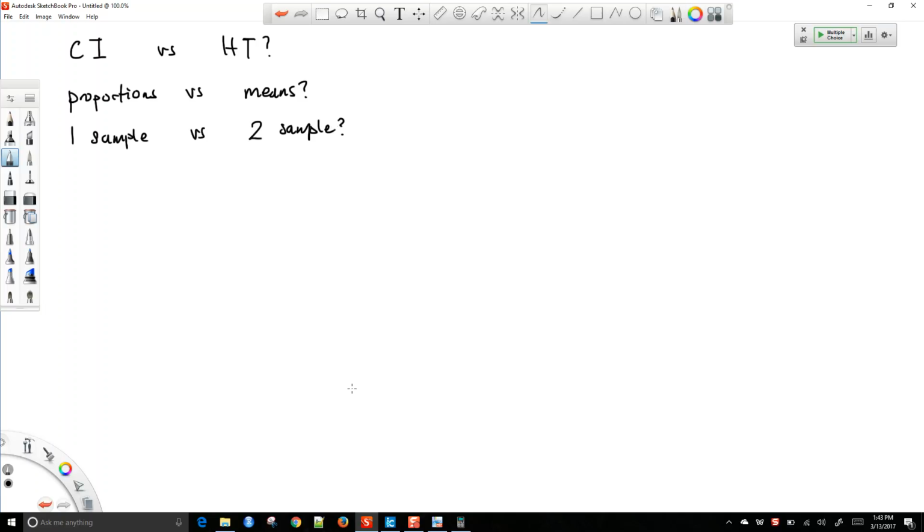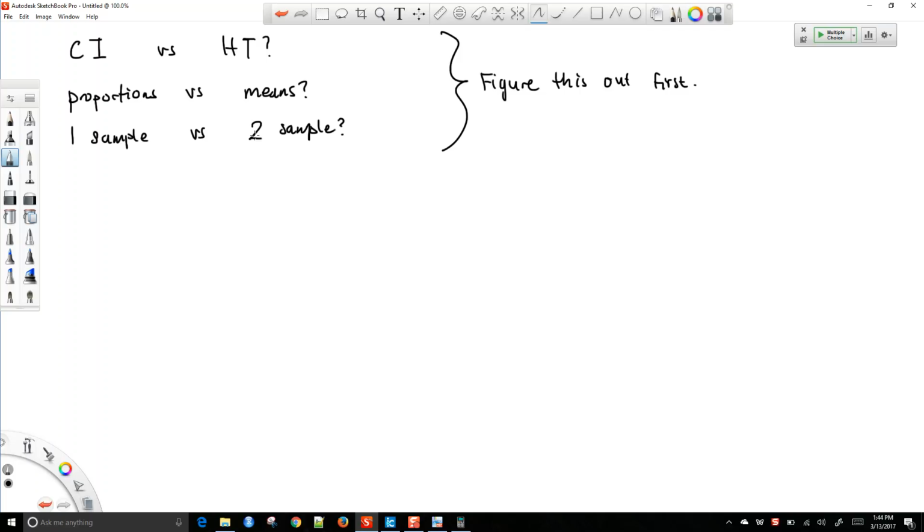Okay, you've got to identify all of these things first, okay? Figure this out first, and then deal with the problem, okay? If you get this part wrong, if the problem is a hypothesis test for means with 2 samples, and you conclude that it's a hypothesis test for proportions with 2 samples, everything you do from there on out will be wrong, okay?